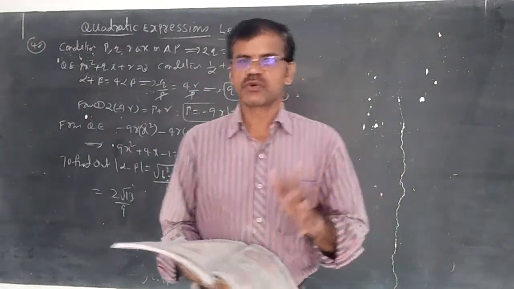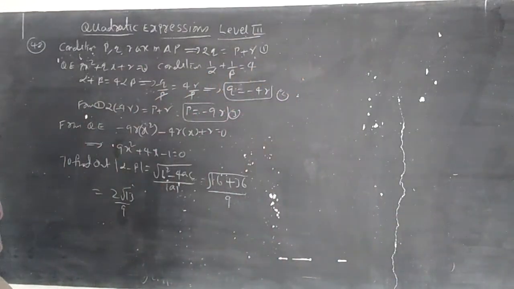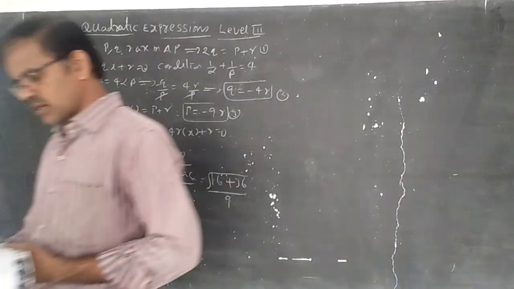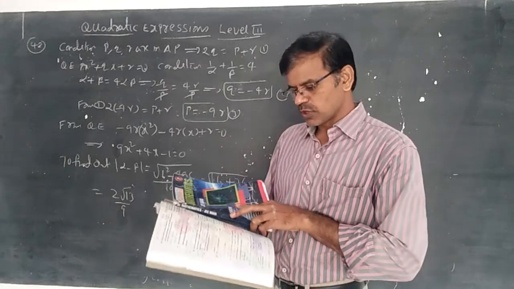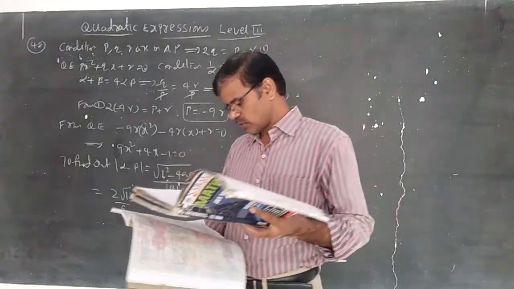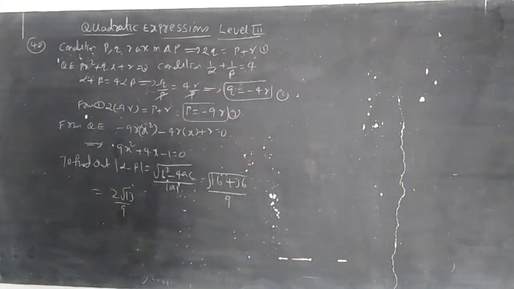Even though the given answer here is a mistake, it says 42nd question, second option. In the old material, it is 42nd question, fourth option. That is correct. Now let us discuss the 43rd question.